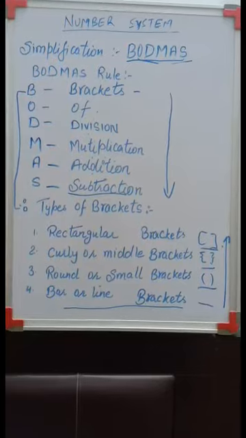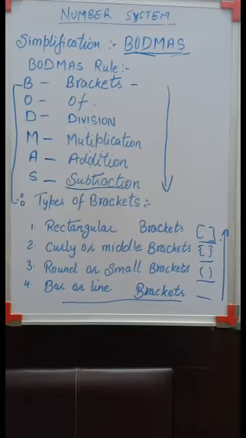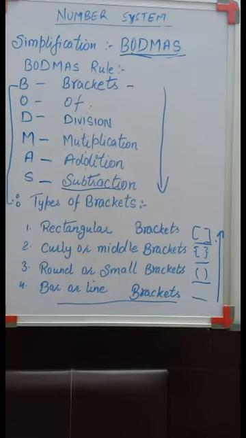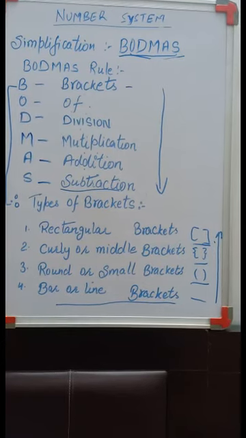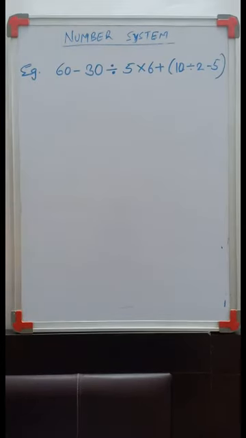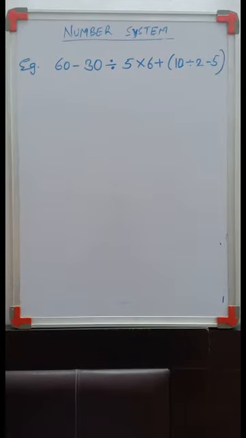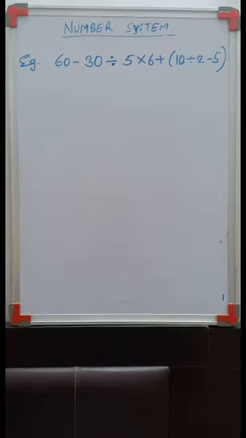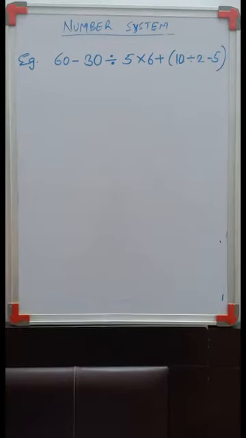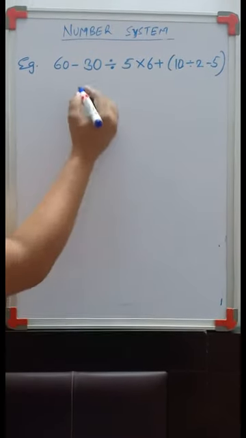Next, I am going to solve a numerical which has brackets and all the signs. To make it clearer how to use the BODMAS rule and how to open the brackets, I am going to solve an example over here. So here is an example I have written. So in that, what do I need to use?